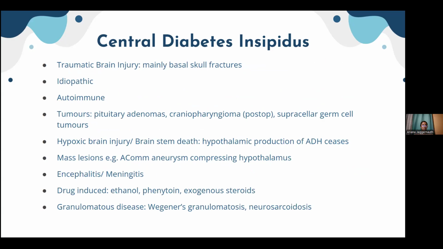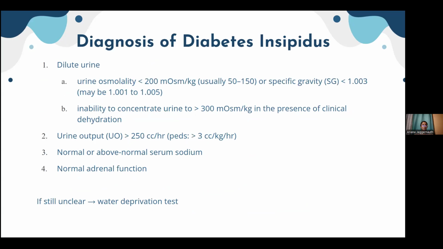So this here is just another slide that outlines the causes that I would have previously discussed. Again, traumatic brain injury and post-surgical changes increase the risk of central diabetes insipidus, with respect to traumatic brain injury, mainly basal skull fractures. It can be idiopathic. Hypoxic brain injury or even brainstem death results in the cessation of hypothalamic production of ADH. And pituitary adenomas, craniopharyngiomas, and suprasellar germ cell tumors are also implicated in central diabetes insipidus.